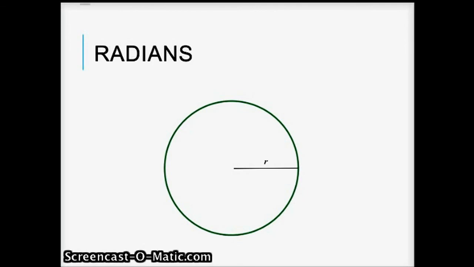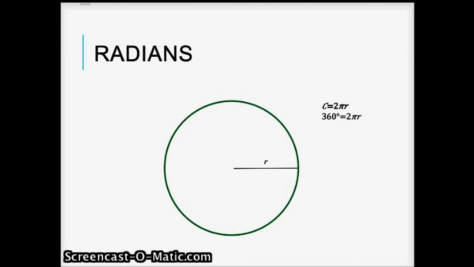Now, to find the conversion factor, we have to recall that a whole circle consists of a 360-degree angle. Also, the distance around the whole circle is 2 pi r. Therefore, we can say that a 360-degree angle is equivalent to 2 pi radians. Therefore, when we are trying to convert from degrees to radians, we will use this conversion factor.